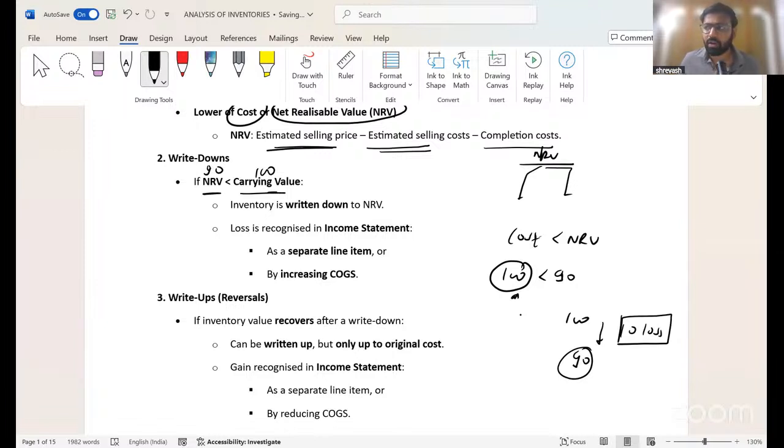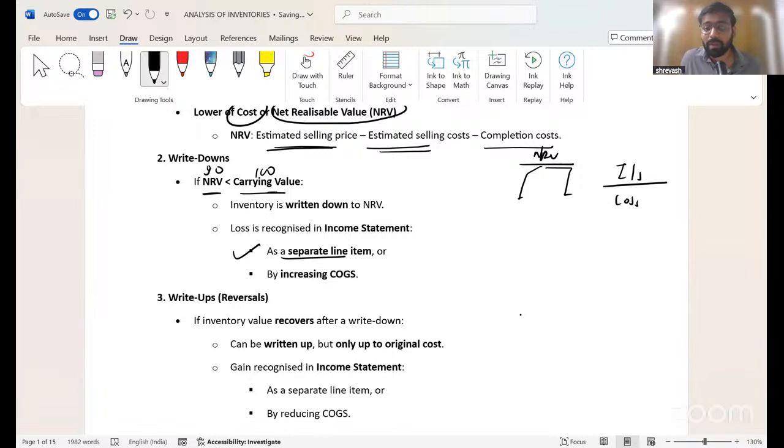Sir, you can record it as a separate line item in the income statement. So whenever I'm making my income statement, I just recognize the loss because of the write down in inventory as a separate line item. But at the end of the day, loss is what? An expense. It is going to reduce my income. Okay, so that is the first way.